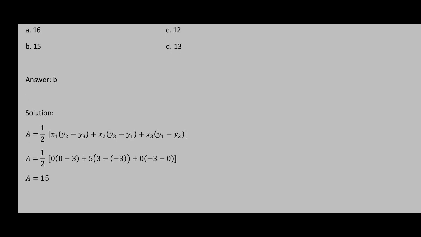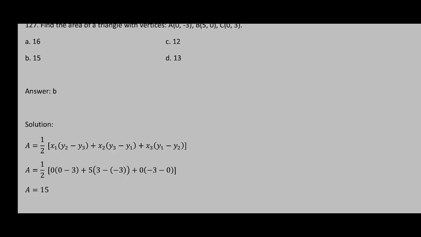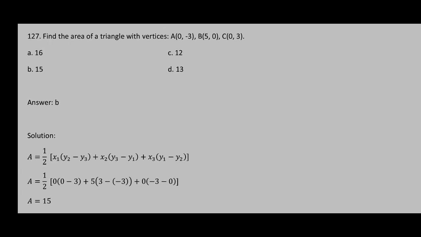And solution is A is equals to 1/2. Yan yung formula natin ha. Times the quantity, x sub 1 times y sub 2 minus y sub 3 plus x sub 2 times y sub 3 minus y sub 1 plus x sub 3 times y sub 1 minus y sub 2. Open close parenthesis and close bracket. A is equals to 1/2. Quantity, 0 times 0 minus 3 plus 5 times 3 minus quantity, negative 3 plus 0 multiplied by negative 3 minus 0. Yan. Kaya sagot mo dyan ay 15. Yan sagot, 15. Letter B.